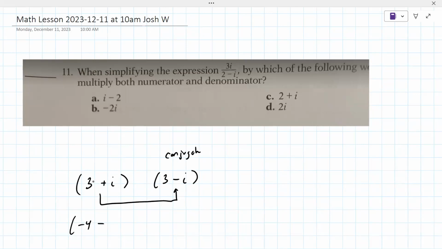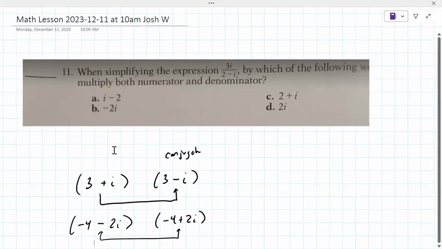Like -4 minus 2i, the conjugate would be -4 plus 2i. All right. So which of these is different in the denominator by just the operator? C, 2 plus i. Got it. Perfect. Any other questions before we move on to the next grouping? I don't think so.